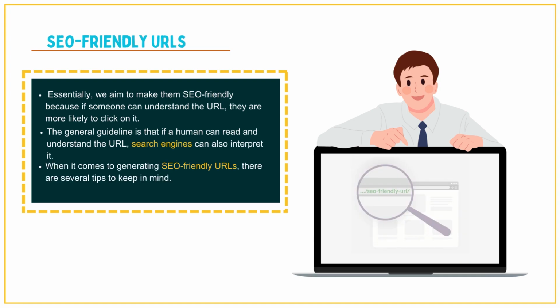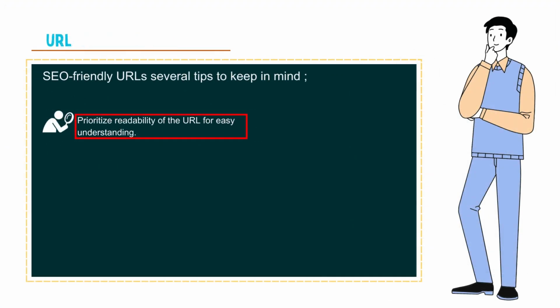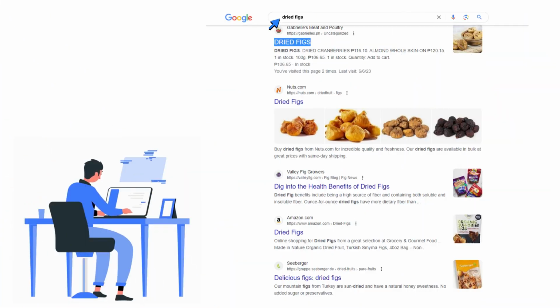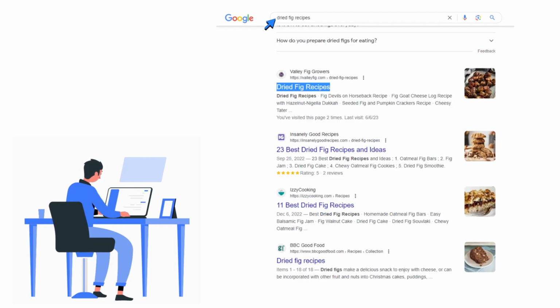The general guideline is that if a human can read and understand the URL, search engines can also interpret it. When it comes to generating SEO-friendly URLs, there are several tips to keep in mind. The first is to prioritize readability, ensuring that the URL is easily understandable. Additionally, it's important to include the target keyword in the URL itself. For instance, if the keyword is dried figs, the URL should incorporate dried figs to optimize visibility. The same principle applies to other keywords like dried fig recipes.